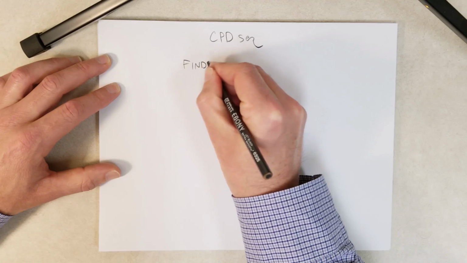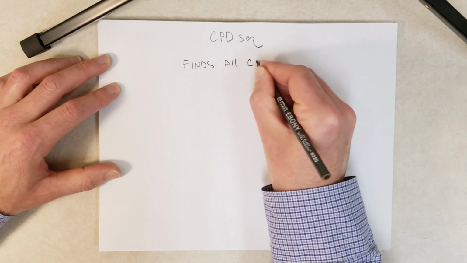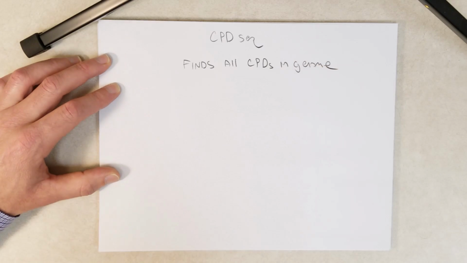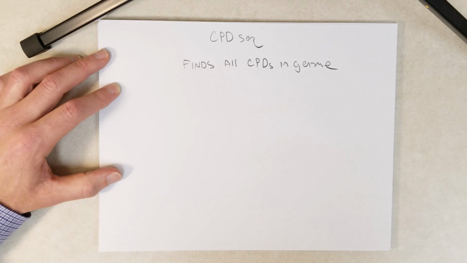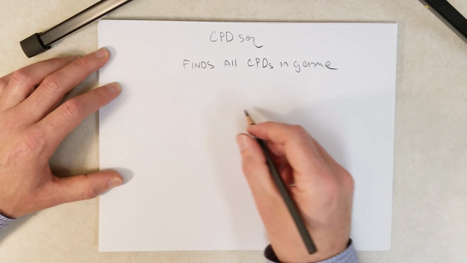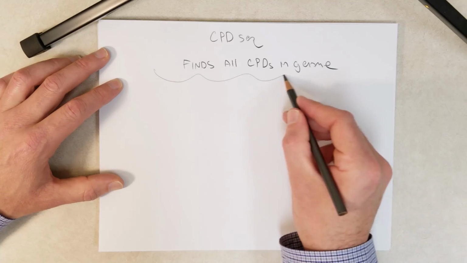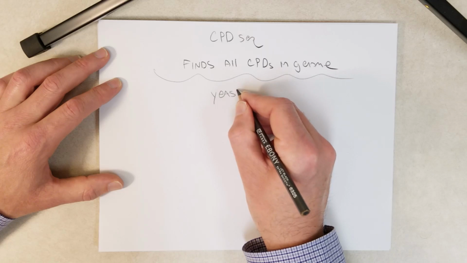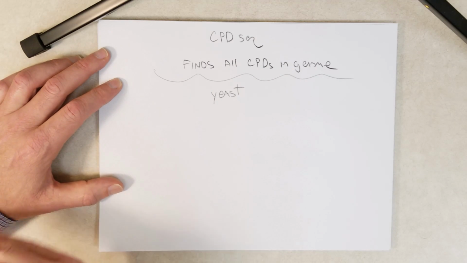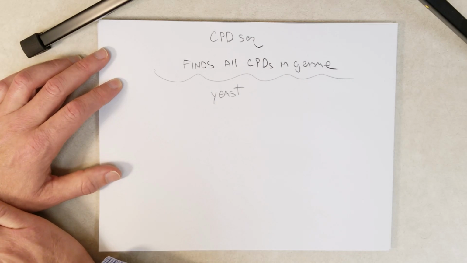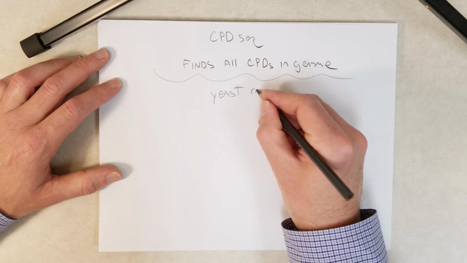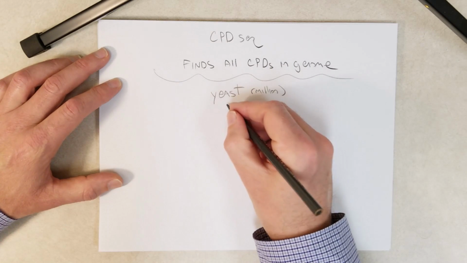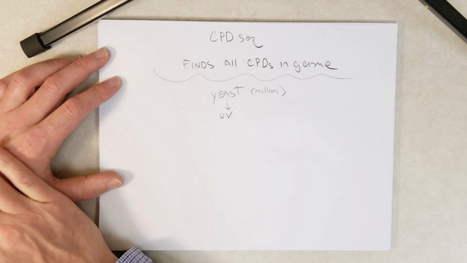Essentially, it finds all the CPDs in the genome, or a genome, or a collection of genomes. So, for example, the technique, as I've seen it, has been used to study yeast, Saccharomyces cerevisiae, budding yeast. Let's say we take 1 million cells, and then we expose them to UV light for a certain amount of time.